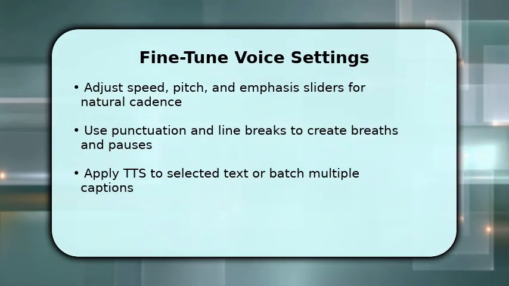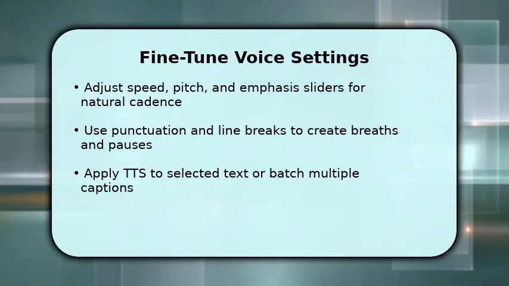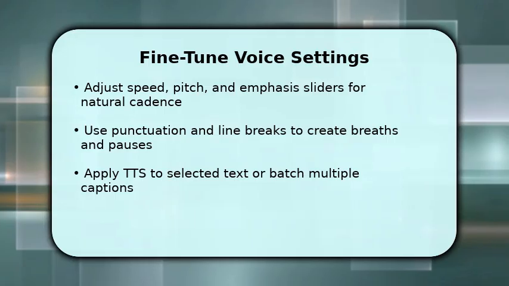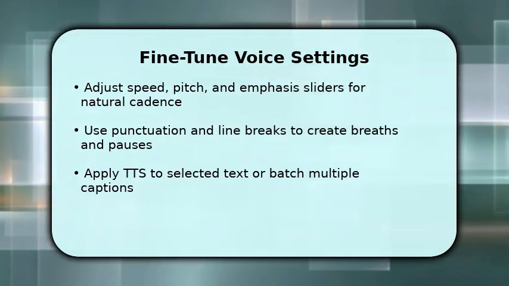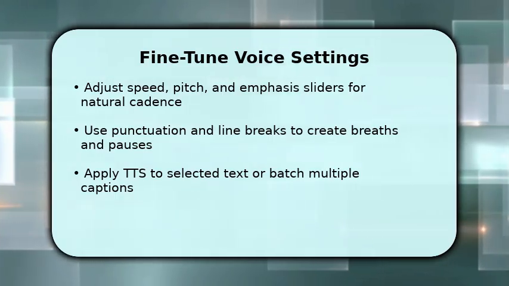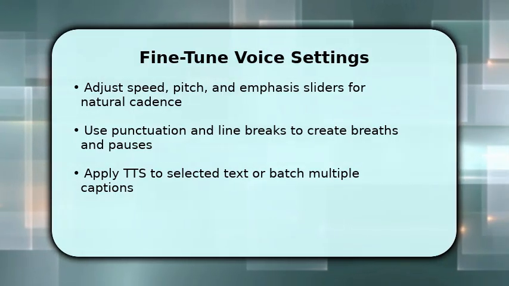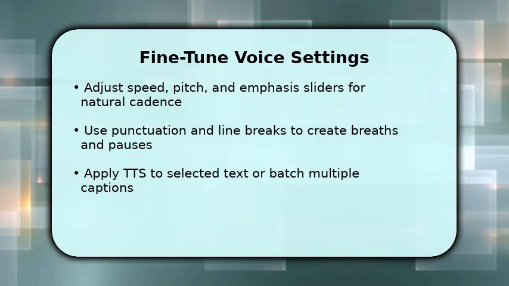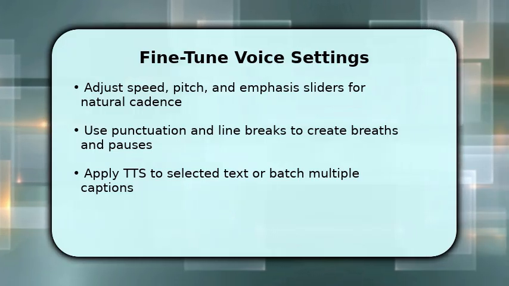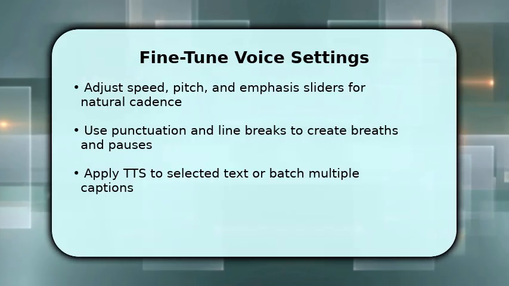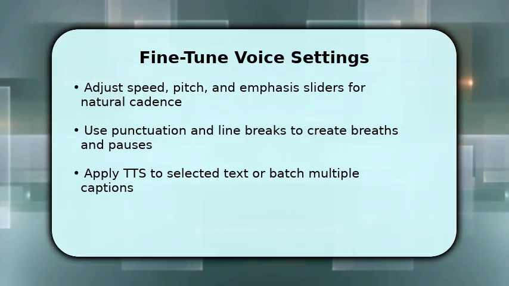Once done with basic selection, you need to fine-tune the voice settings to sound natural. You should modify speed and pitch sliders and use emphasis controls where available. This helps align narration with visuals. Also edit the text itself. Insert commas, dashes, or double line breaks to force breaths and timing. If you have multiple captions, batch apply the chosen voice and settings to keep consistency across the timeline. Make sure to preview against the clip and note where micro-edits are required.